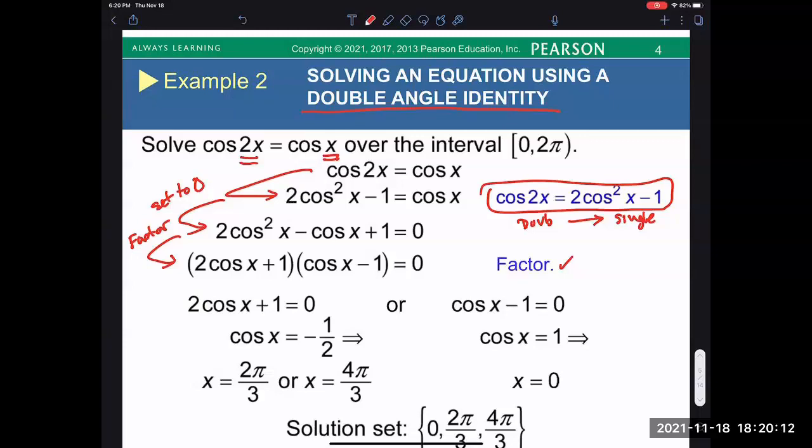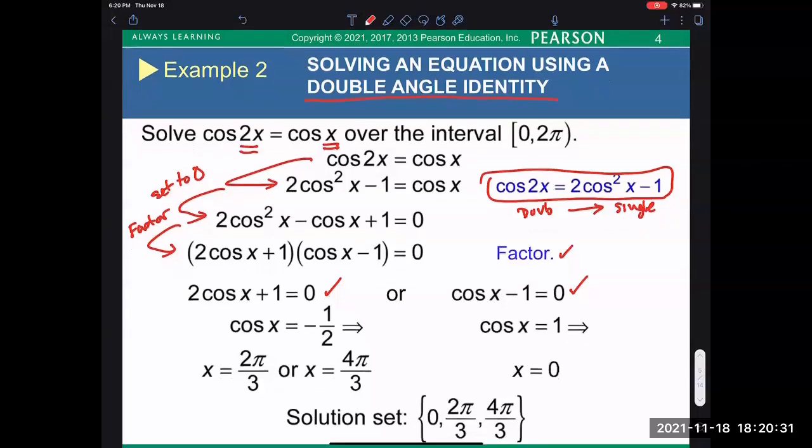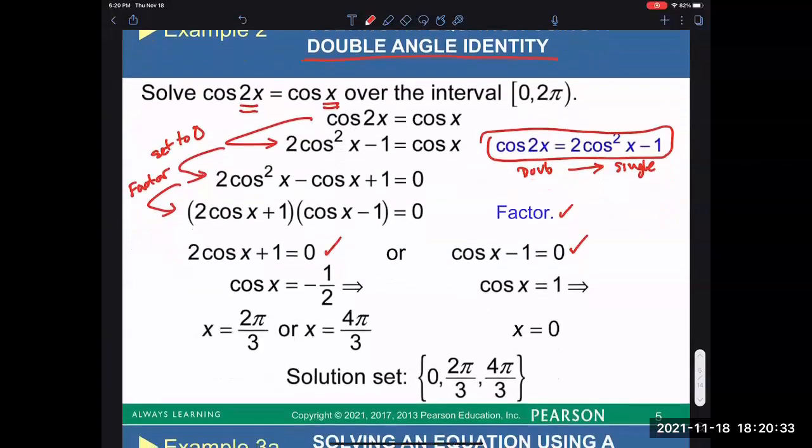So then by the zero product rule, either the left factor equals 0 or the right factor equals 0. Then each of these are linear equations in cosine x, and we can solve by isolating cosine. So on the one on the left, we get cosine x equals -1/2, and on the one on the right, we get cosine x equals 1. And these are both results for cosine where we know what arguments will work.